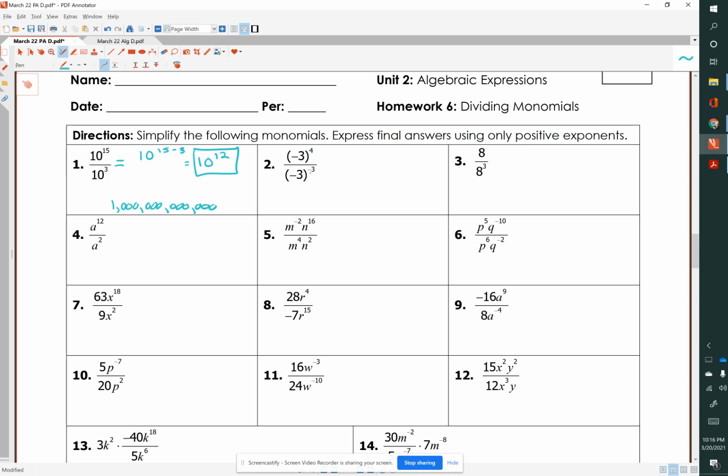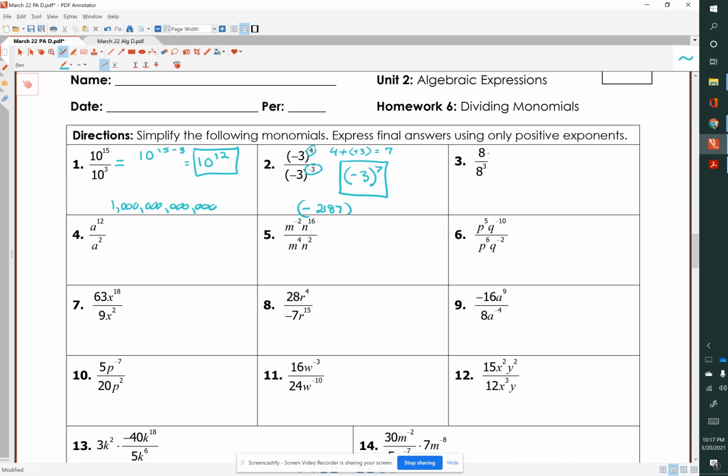Okay, negative 3 to the fourth power divided by negative 3 to the negative third power is going to be, we have to subtract those exponents. So it's 4 minus a negative 3, which means we would add, and that equals 7. So that would be negative 3 to the 7th power. And if you used your calculator to evaluate that, that would be negative 2,187.